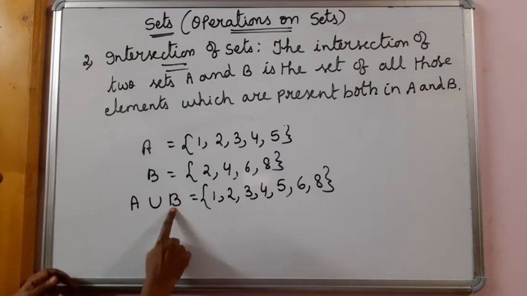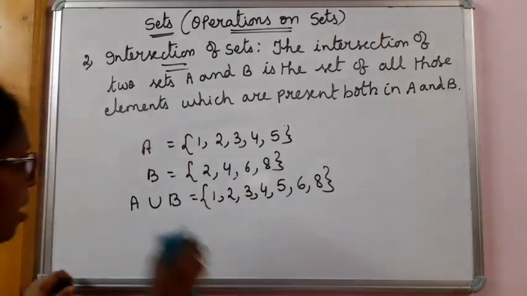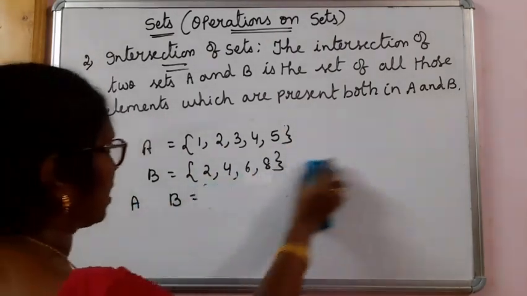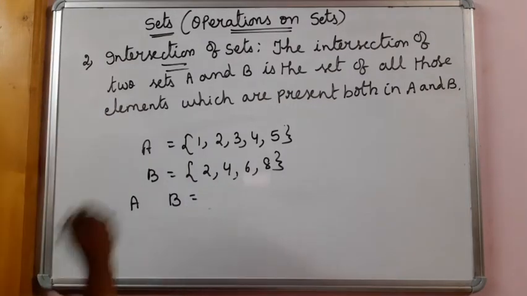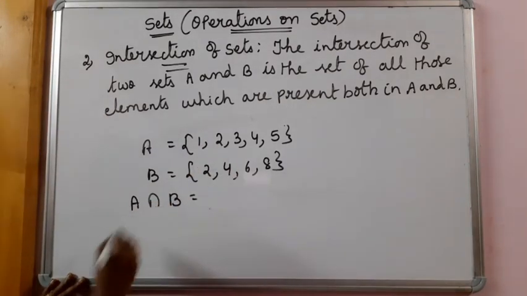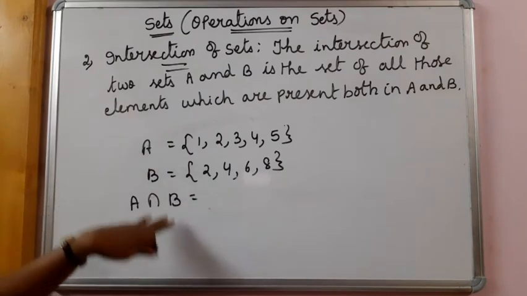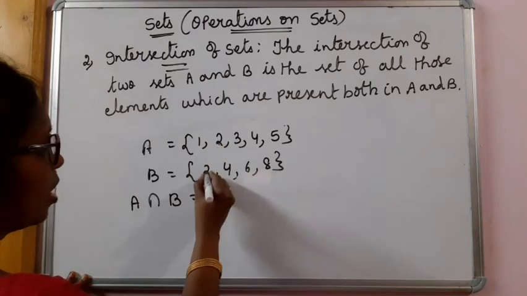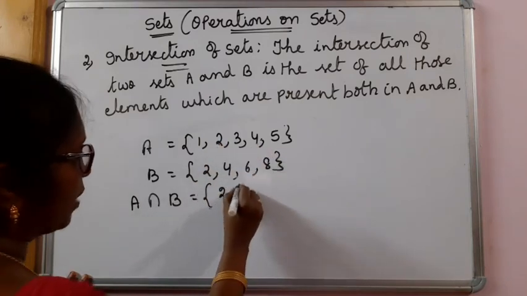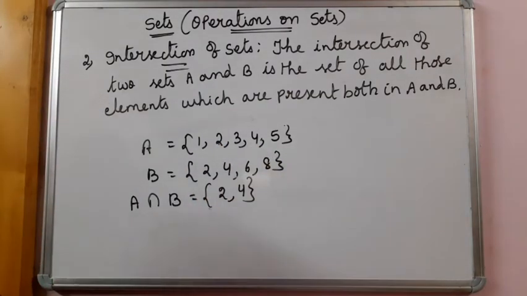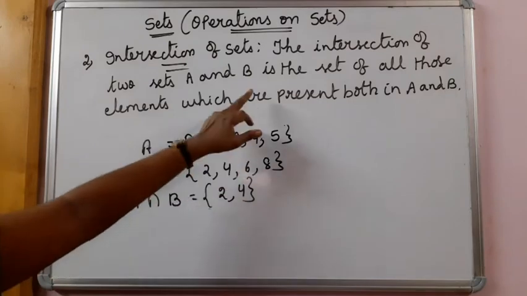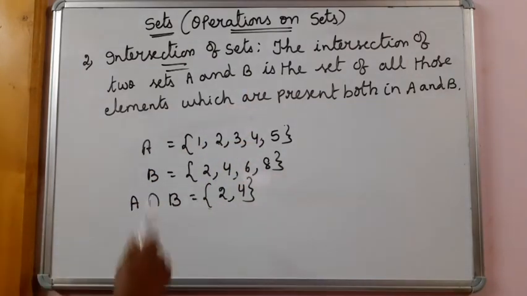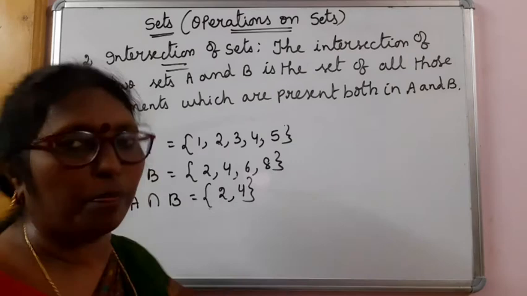So for A union B we got all the elements, but A intersection B means only the elements which are common to both. Intersection is written like an inverted cup, that is, like a cap. The elements 2 and 4 are present in both the sets A and B. So the intersection of two sets A and B is the set of elements which are common to both.